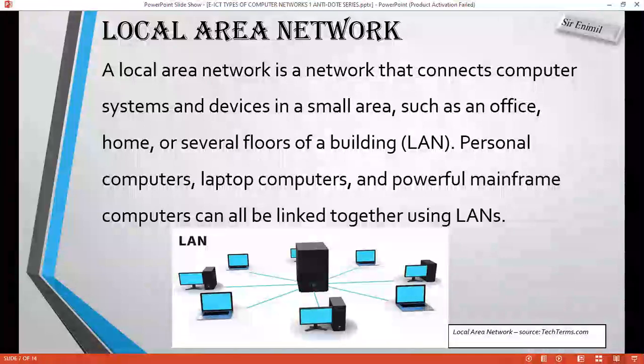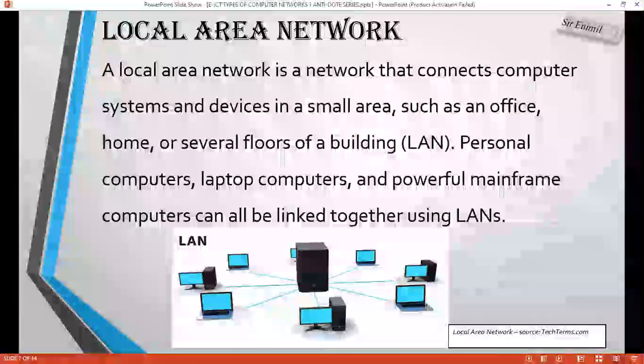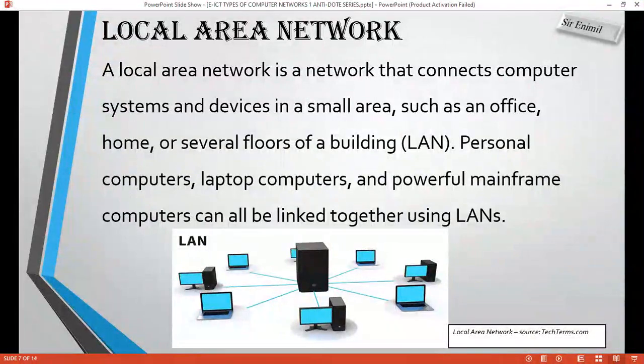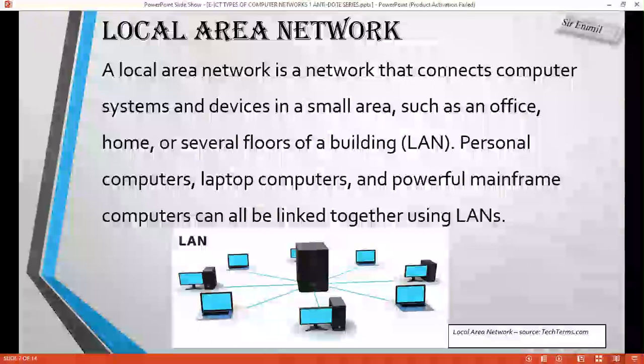Now, a local area network works with personal computers, laptop computers, and powerful mainframe computers. And all of these things are linked together, giving us a local area network. Now, when it comes to the local area network, the reason why you would have a local area network is when you're in an office environment.